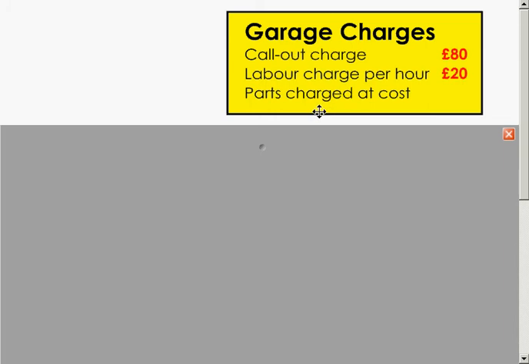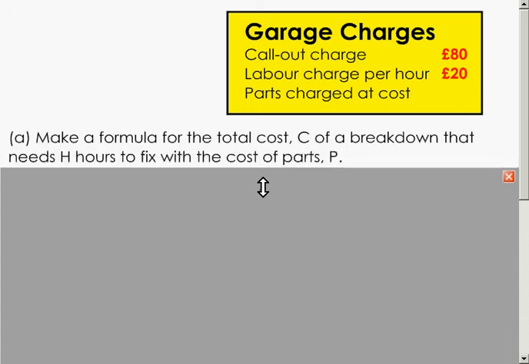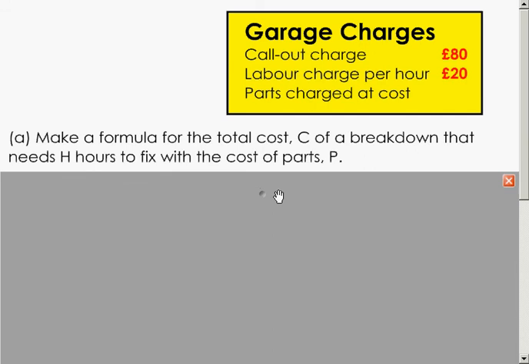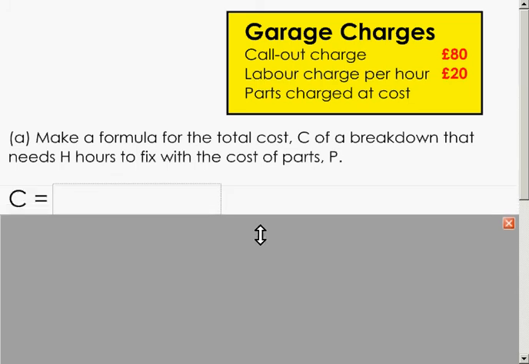On to our question. Our question is split into two parts. Part A. Make a formula for the total cost C of a breakdown that needs H hours to fix with the cost of parts P. So what we want is a formula for C that we can use to work out total cost. C is the subject of our formula. So we have C equals.